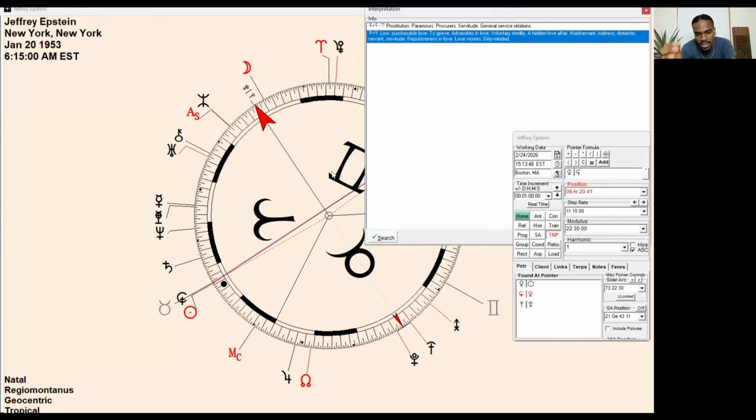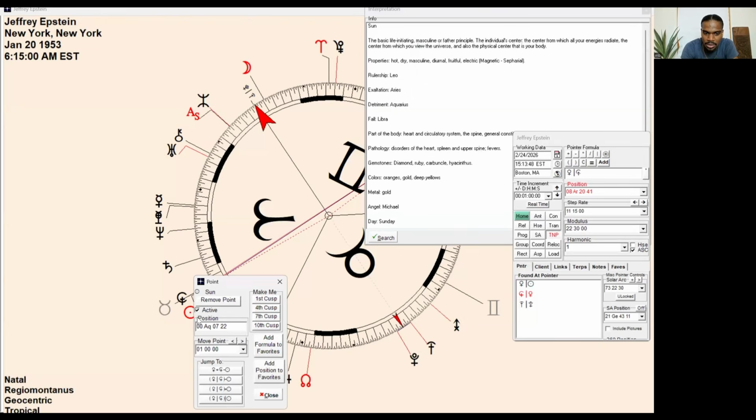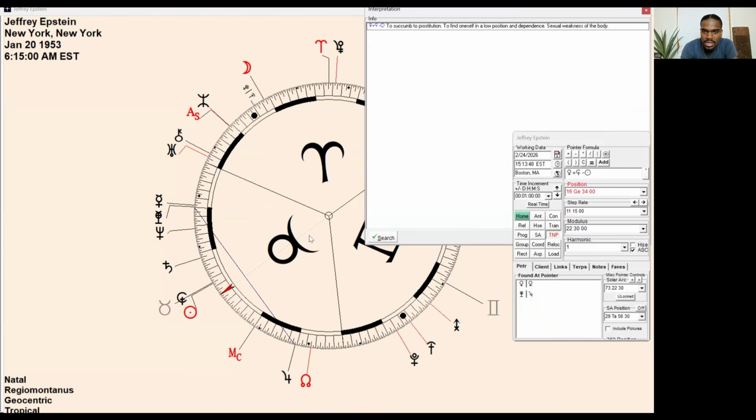And we could definitely say that Jeffrey Epstein was a person who expressed some great level of repulsiveness in love, and that he must also have been quite dirty-minded. Now, if we were to subtract the sun from this axis, and I'm only saying let's subtract the sun because we also see the sun is a part of that axis, Venus-Hades minus the sun, it says to succumb or to give in to prostitution, to find oneself in a low position and dependence, sexual weakness of the body.